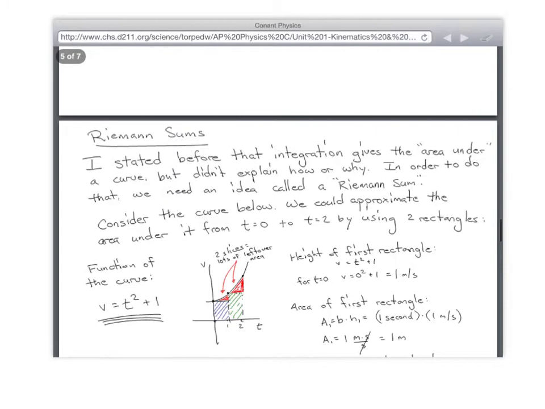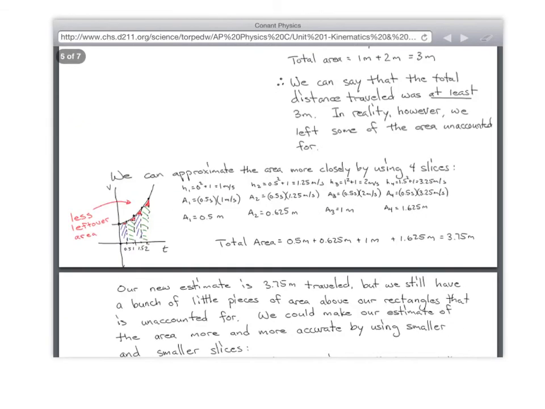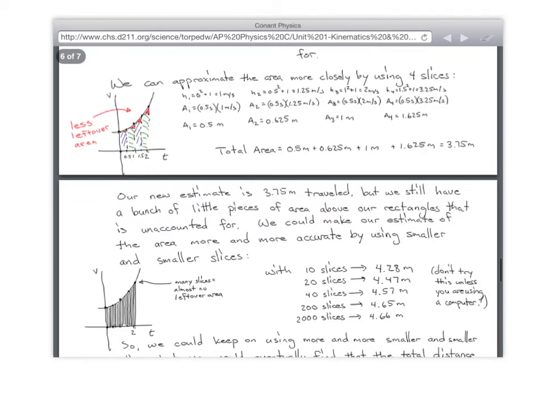But of course the ultimate solution is just brute force the thing. Slice it into a whole bunch of boxes, and then you get a really good answer. All right, so we're going to do that. It turns out if you do it, I did it. 10 slices comes out to be 4.28 meters. 4 slices up here is 3.75. 20 slices, 4.47. 40 slices, 4.57. 200 slices, 4.65. 2,000 slices, 4.66. What do you think 10,000 slices will give you?